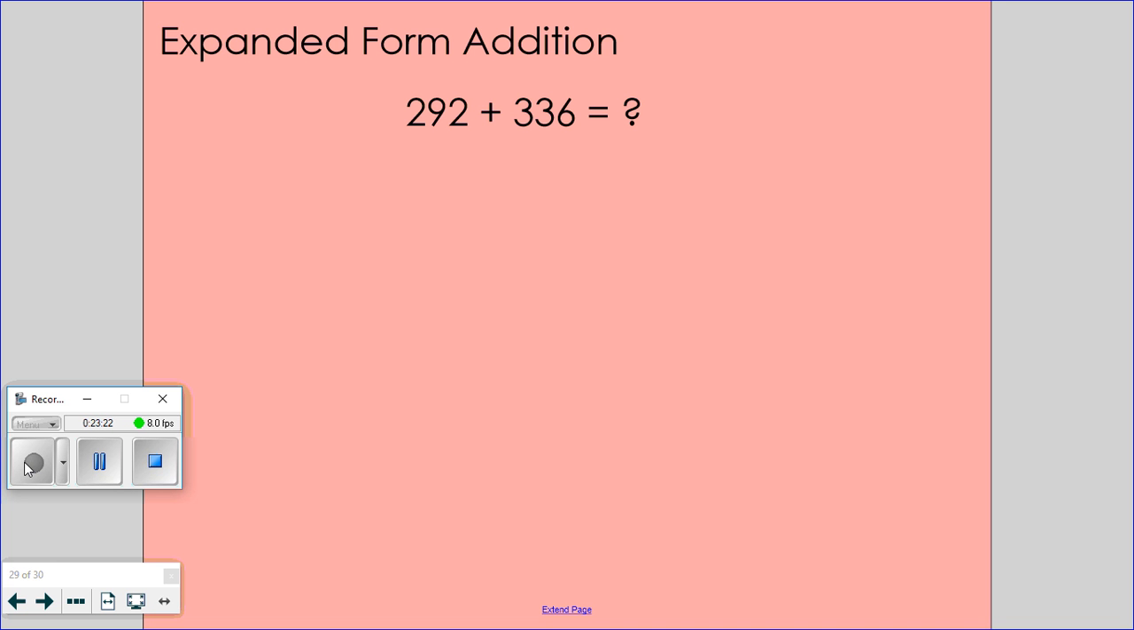Are we clear? Yes. Alright, the problem we're going to do today is 292 plus 336 equals box. Write that problem right underneath your name on your desk, just like how you see it.